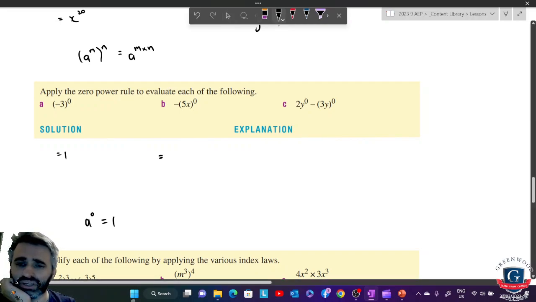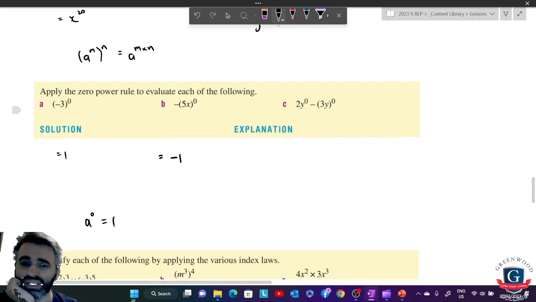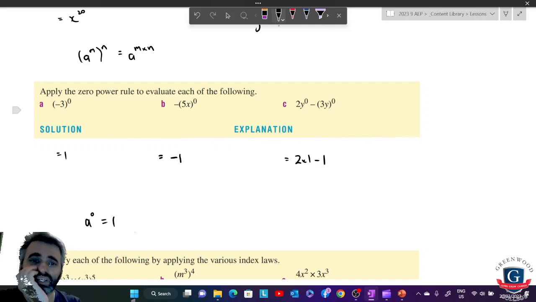You can think about it as being negative 1 times 5x to the power of 0. And this one, this would be 2 times 1 take 1. Y to the 0 becomes 1. 2 times 1 is 2. All of this to the power of 0 becomes 1. So 2 take 1, which is 1.